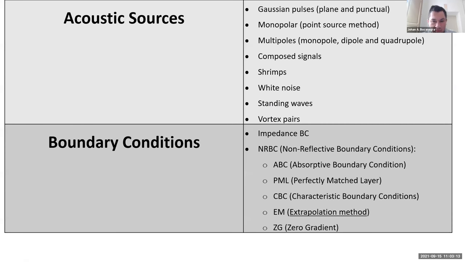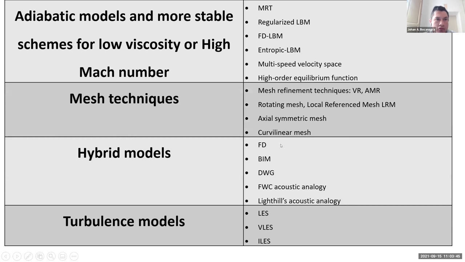Okay, therefore remarks. The lattice Boltzmann method has a lot of features that are appropriate for acoustic simulation, such as different kinds of acoustic sources, from Gaussian pulses to standing waves, white noise, streams, and different boundary conditions, including perfectly matched layers. The model can be updated with more stable schemes such as the multiple relaxation time and the regularized lattice Boltzmann. We have some mesh techniques that can be very interesting for acoustics. And of course, hybrid models and turbulence models.